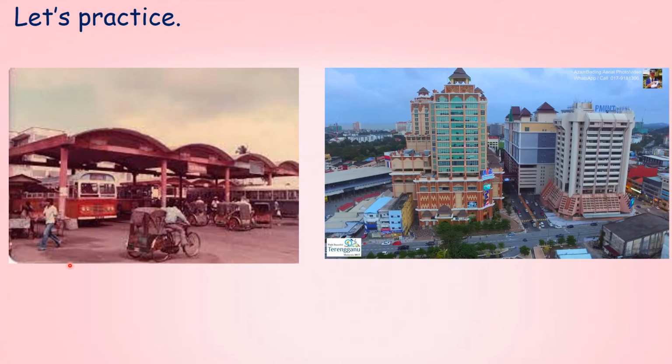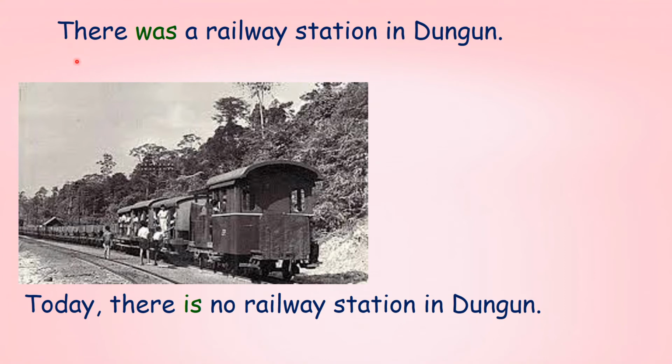Okay, boys and girls, now let's do some comparison. Our city, Kuala Terengganu City, and back then, ketika dahulu, and now. Okay, this one for past tense, untuk suatu ketika dahulu. There was a railway station in Dungun. So we use was in past tense. Dah untuk perkara yang dah berlaku. There was a railway station in Dungun. So what is railway station? Station kereta api. Ketika dahulu, so we use was. What about now? We use is. Today, untuk hari ini, there is no railway station in Dungun. Kalau sekarang, we use is. In the past time, we use was.